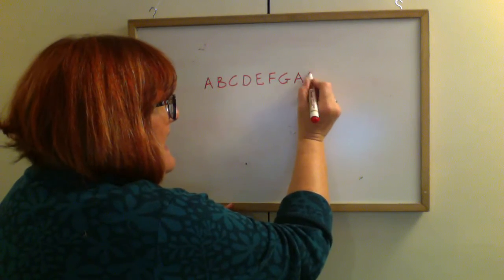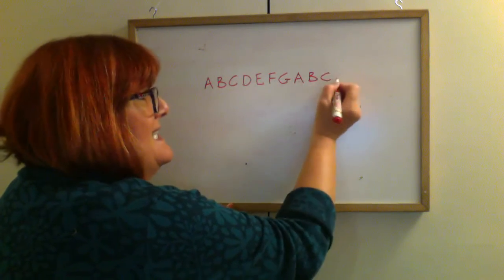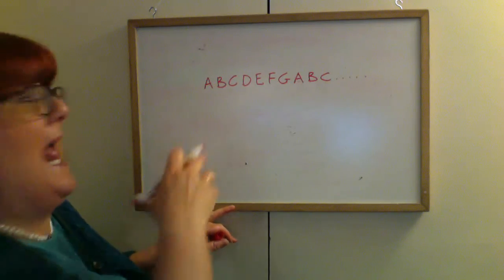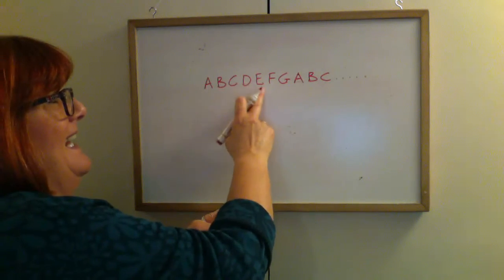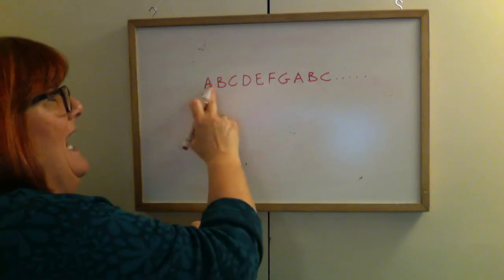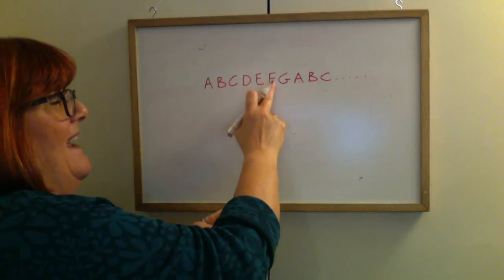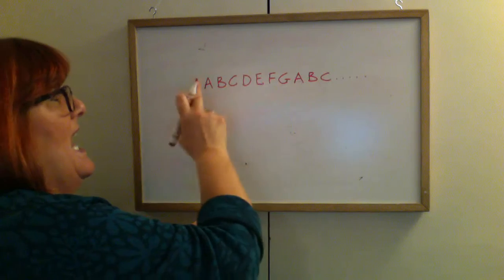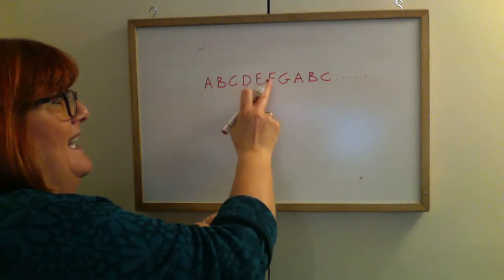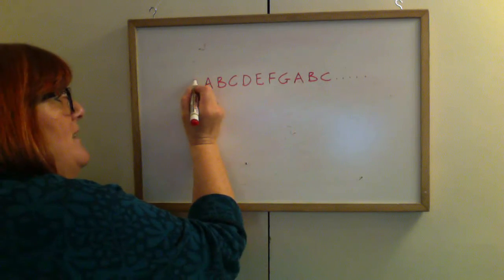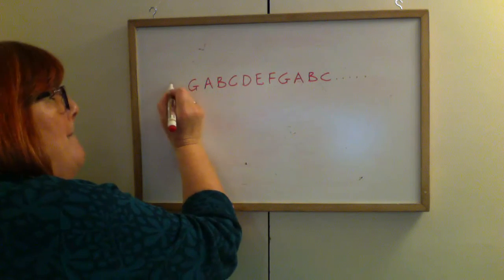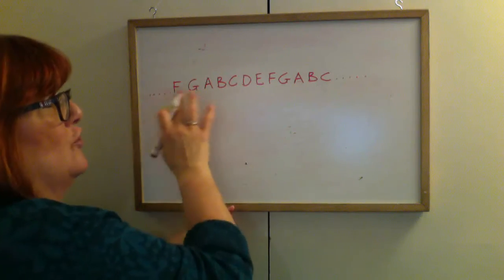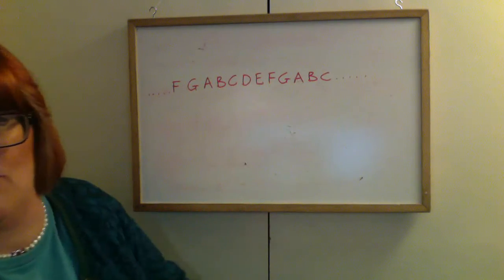A, B, C, D, E, F, G. Carry on. A, B, C, D, E, F, G. And what I'm going to do is I'm going to just go backwards in the alphabet just to show that it just carries on. And the dots mean that it just carries on.